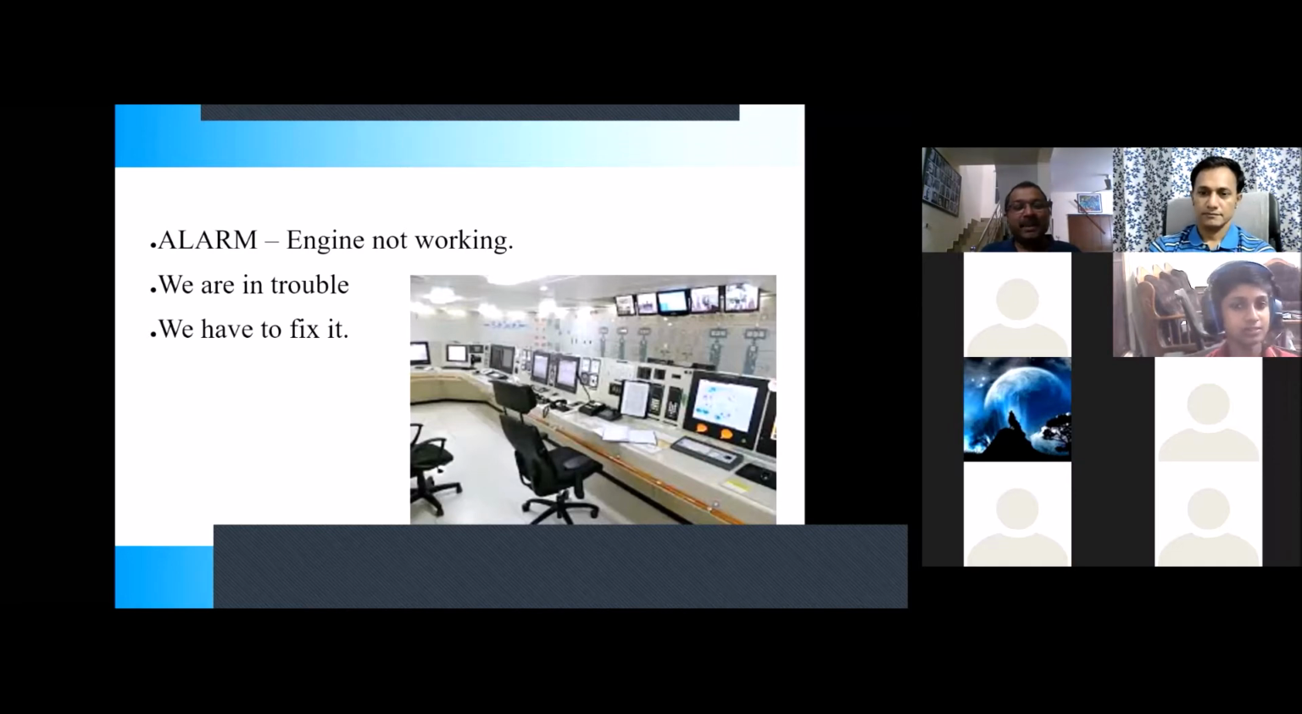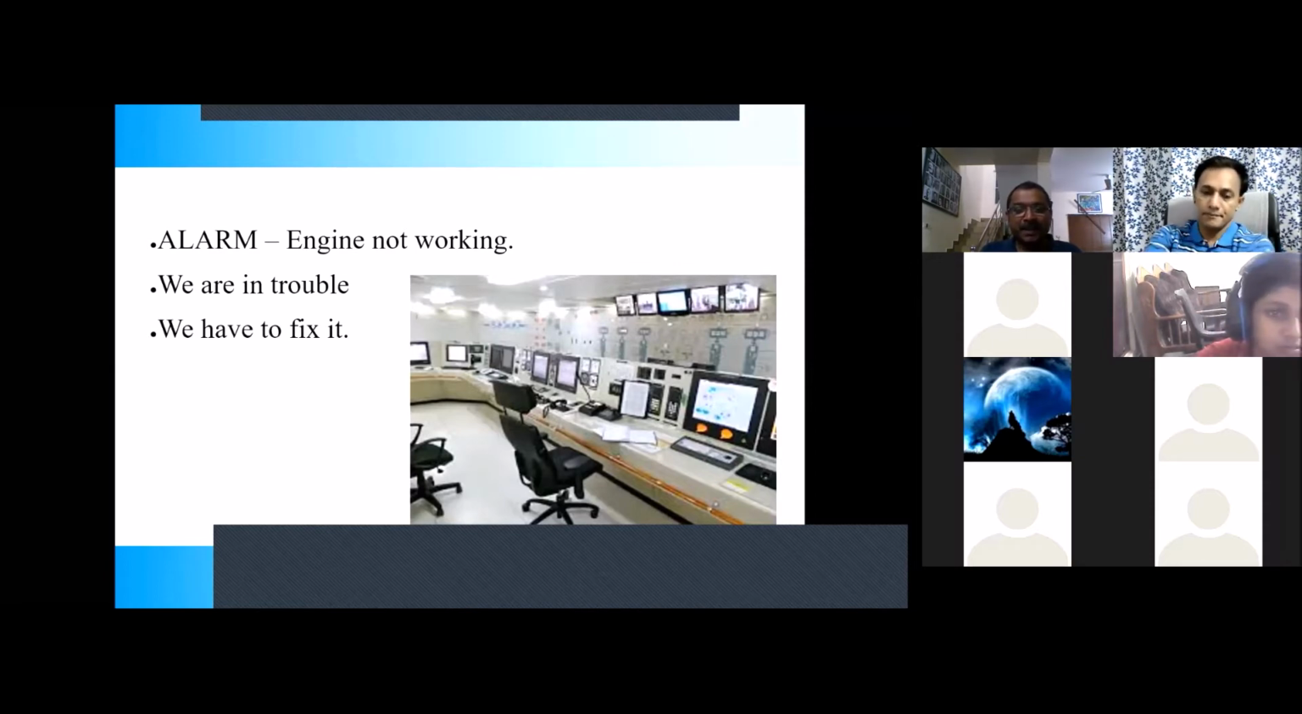Actually, we have got an alarm from our ship's engine room. Our engine is not working. So actually, we are in trouble right now. We are in a little bit of trouble.